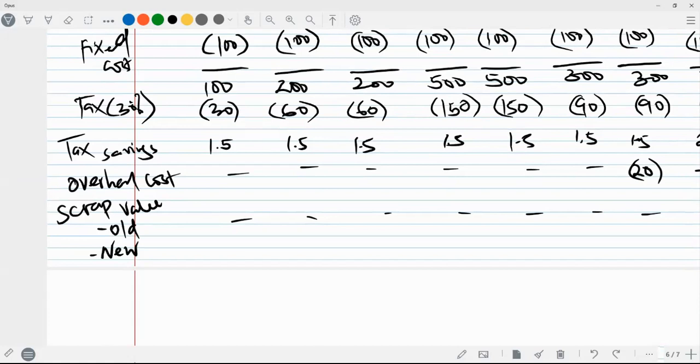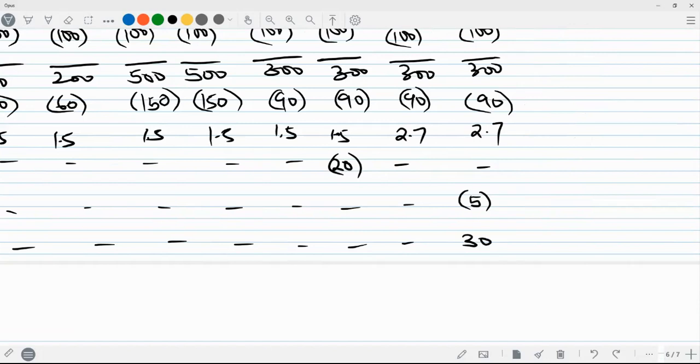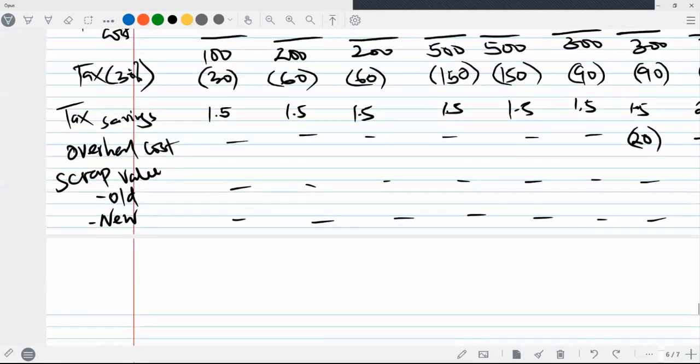30 million. You'll be earning 30 million, cash inflow, from the sale of the new machine. Okay, working capital. Yes, we have working capital here. So let me just proceed.